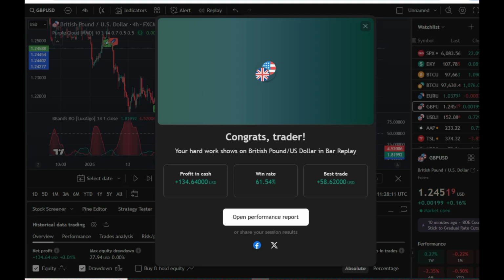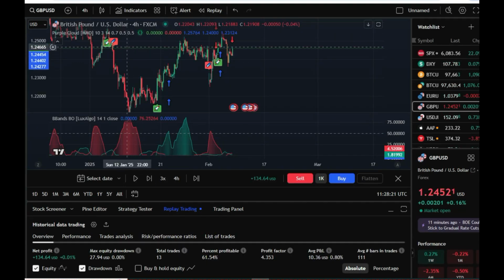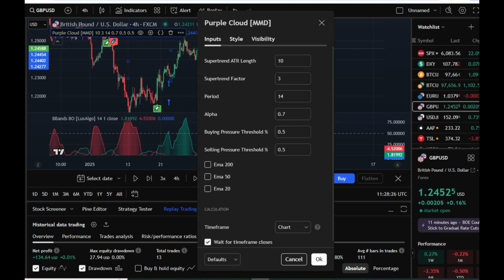So, like I said, we can test a lot of strategies. If you want rare signals, to avoid a lot of signals, the most important thing in this indicator is to try in the settings to play with the buying pressure and selling pressure threshold. If you put, for example, 1%, there will be much rarer signals, and you can continue to test the strategy more and more.